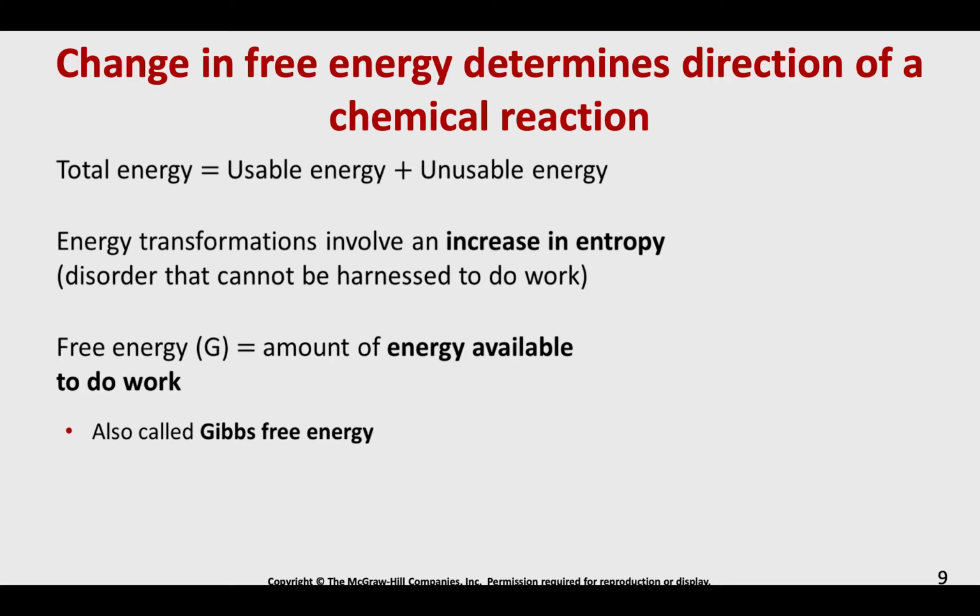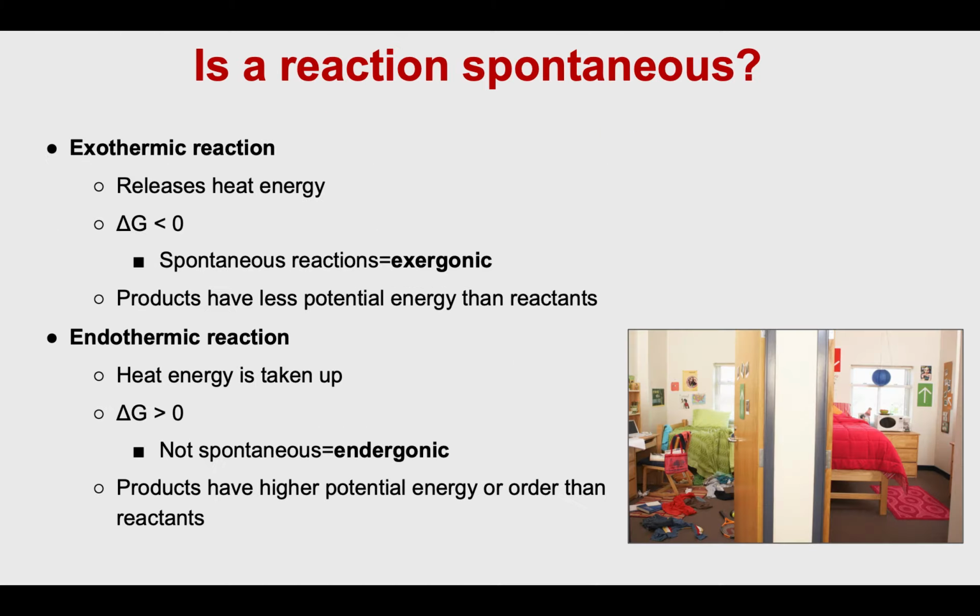So when we were talking about the energy that we're going to use in a reaction, we're often talking about the free energy, often called the Gibbs free energy after the scientist that did the work on this. That's the amount of energy available to do work. That's the usable energy. Let's look at the free energy in two different types of reactions. We have an exothermic reaction, and this is where we are releasing heat energy.